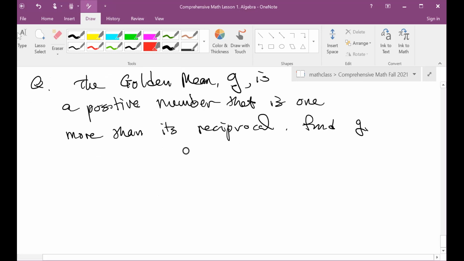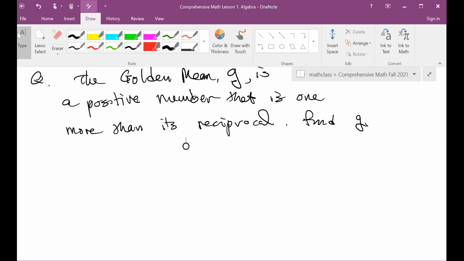Anyone have answers for this golden mean? Golden mean. Andrew? Cool. Okay, you got it.